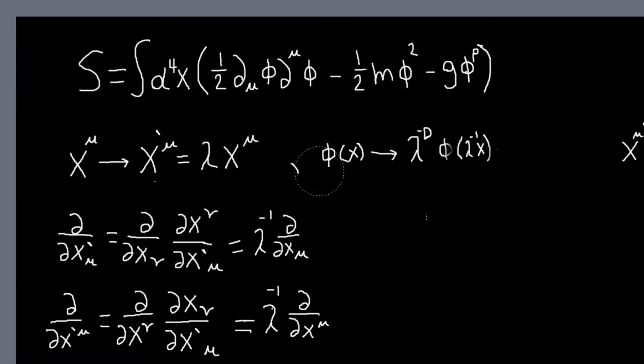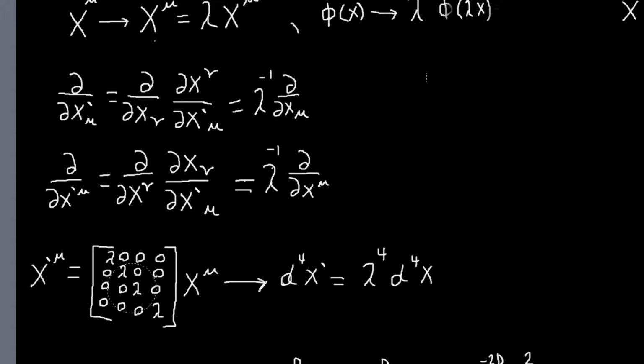Another note here is that our scaling transformation looks like this. So the matrix of that transformation will have just diagonals all of lambda. And so the determinant of that transformation matrix, or the Jacobian, is lambda to the 4th power. And so our volume element will be lambda to the 4th times our original volume element.